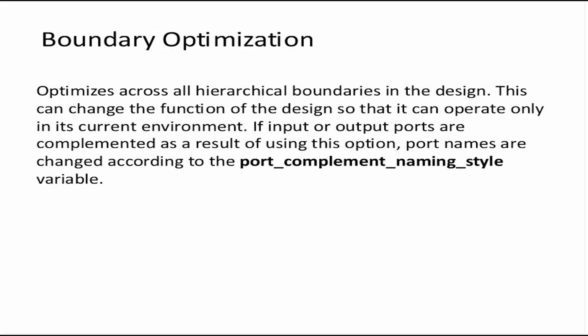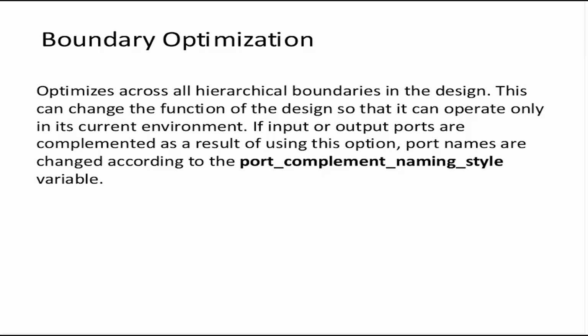There's one option called boundary optimization. If you enable the boundary optimization, DC will optimize across hierarchical boundaries. This means that a module's function in RTL, the design implementation of a module, could now be different from its RTL description of a sub design from the top level design.